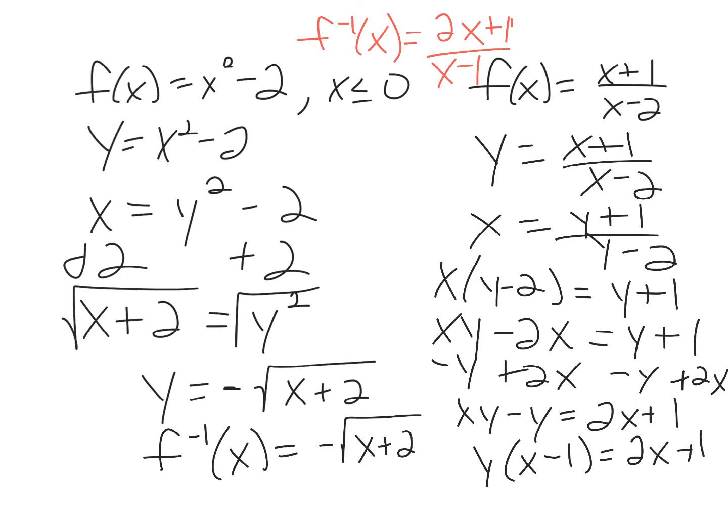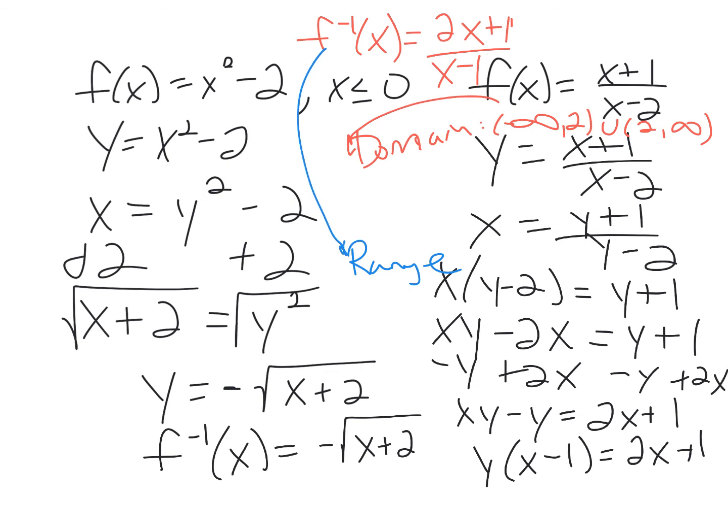Now let's talk domain and range. The domain for the original was all real numbers except for 2, right? So the domain of this is going to be negative infinity to 2 and 2 to infinity. Which means for the inverse function, I'll use blue for the inverse function, the range of the inverse is going to be the same thing, negative infinity to 2 and 2 to infinity.